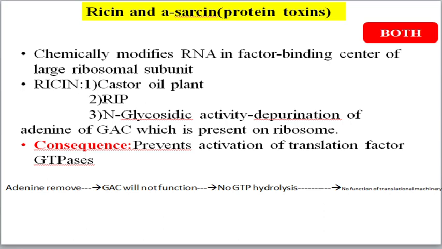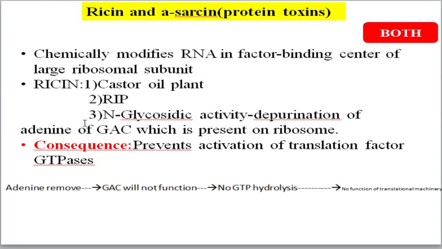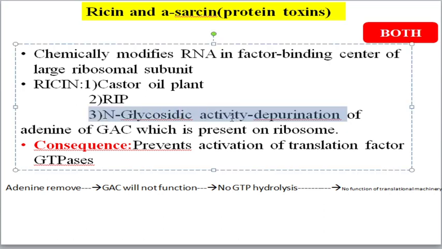Next, this ricin is a ribosome-inactivating protein, or RIP. RIP is nothing but a large family of proteins that work by acting as rRNA N-glycosylases. What does N-glycosylase mean? They will inactivate the larger subunit by N-glycosidic cleavage, which releases a specific adenine base from the sugar-phosphate backbone. So here you can see this RIP, that is the ricin protein. Ricin toxin has N-glycosidic activity.